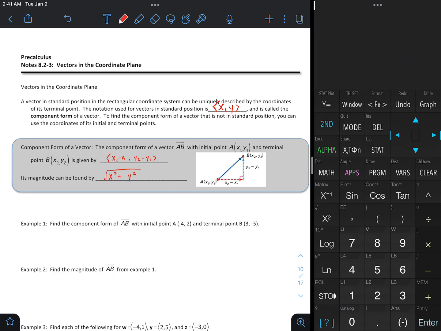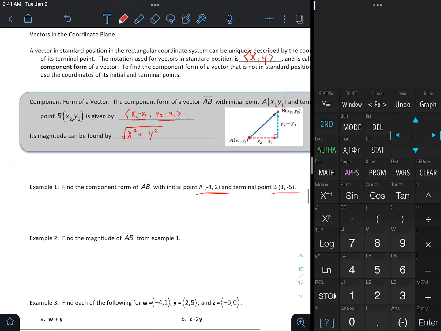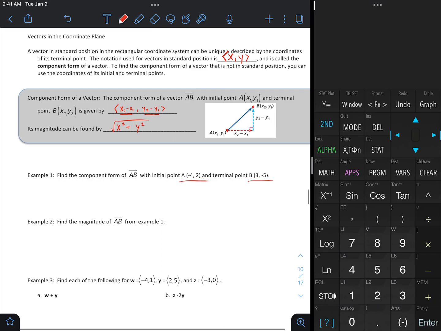To find the component form of a vector that is not in standard position, you can use the coordinates of its initial and terminal points. So we're going to start out with an initial point and a terminal point here, and then we're going to convert that into this component form in just a second. The process is essentially you take your two x's from your two different points and your two y's from your two different points, and you just subtract them. We learned back in geometry that to find the distance between two points, especially on a number line, you would just subtract. So we're going to keep that same theme going here.